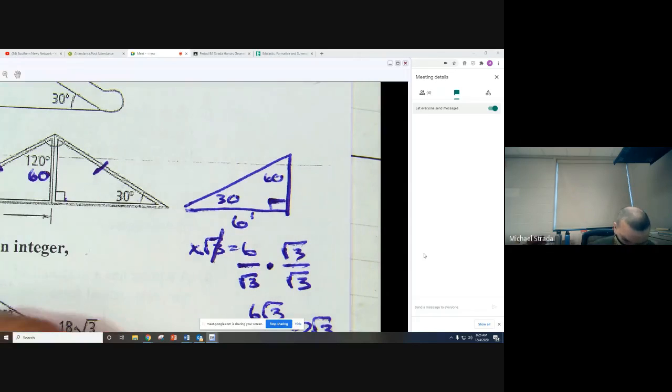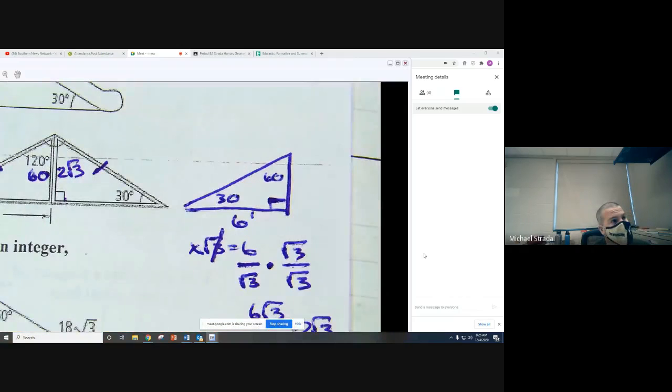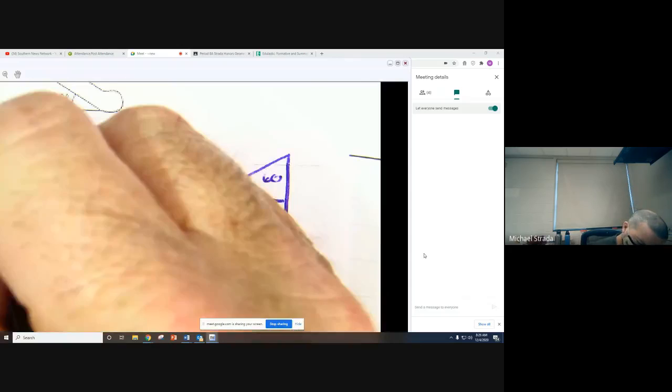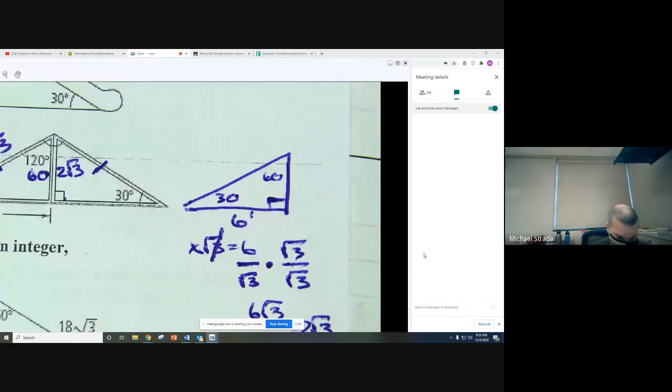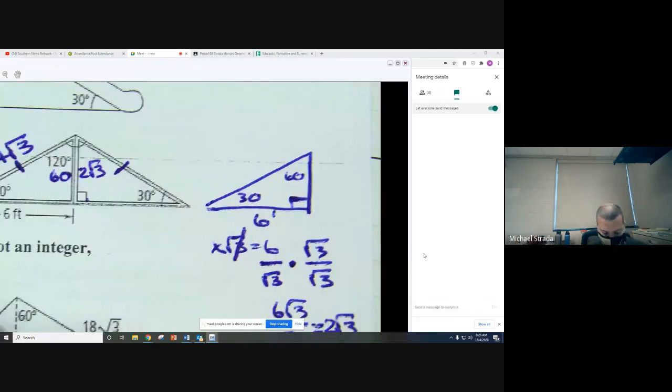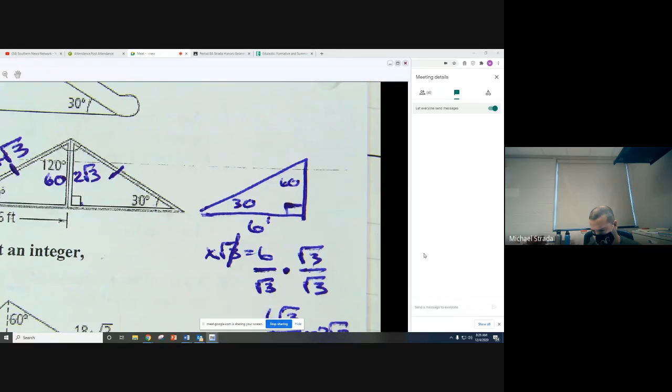Now, they want to know how long is each of the top pieces. I would take the 2 root 3, which is the short leg, and multiply that times 2. If I double 2 root 3, I get 4 root 3. And since it says round to the nearest tenth of a foot, I'm going to go to my calculator. 4 root 3, and I get approximately 6.9.